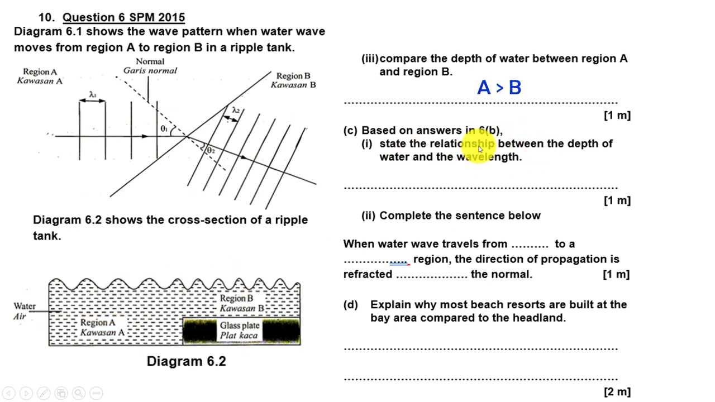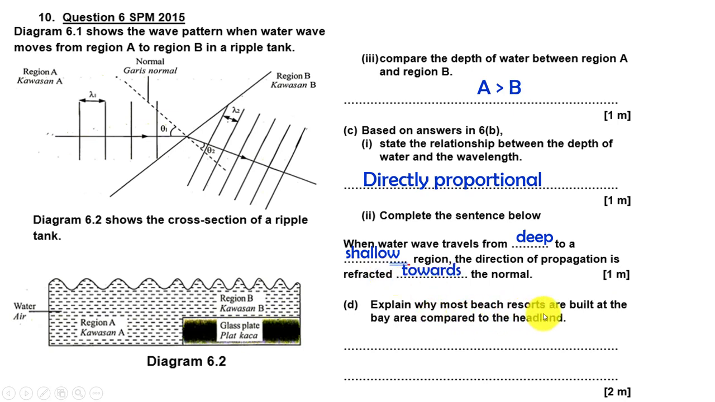Based on that, you need to put the relationship between the depth and the wavelength. Depth increases, wavelength increases, directly proportional. Complete the sentence: when the water wave travels from deep to shallow region, the direction of propagation is refracted. Normally we are talking about from the deep to shallow, so the direction of propagation of the wave is refracted towards the normal.